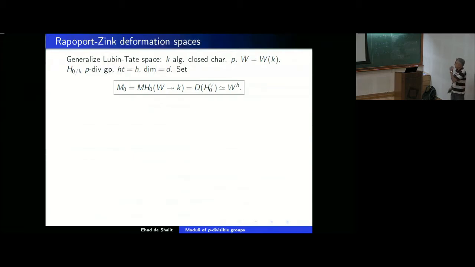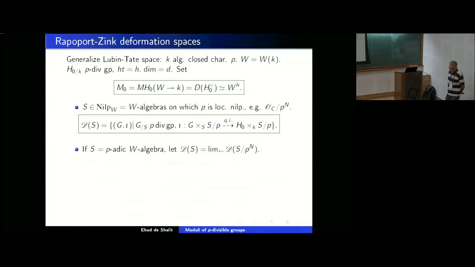And we let M0 be the Grothendieck-Messing crystal of H0 evaluated at the PD thickening W goes to k. So the kernel is pW, it has divided power structures. We can evaluate it. It's free of rank h over W. And of course, it's got Frobenius and Verschiebung acting on it.